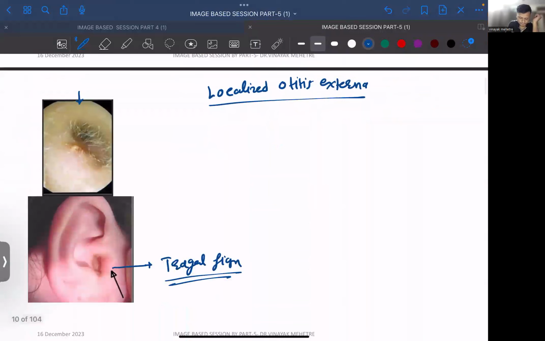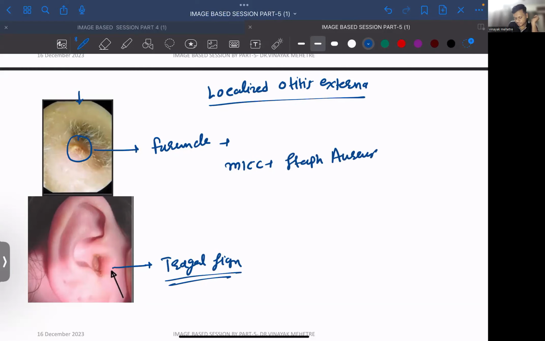What has happened here? We have a furuncle, right? It is a furuncle. Most common cause of furunculosis, anyone? Even all over the body. Staph aureus. Okay, Staph aureus is the most common cause of furunculosis all over the body. What is happening? Pain on touching the tragus. It is called the tragal sign. Okay?